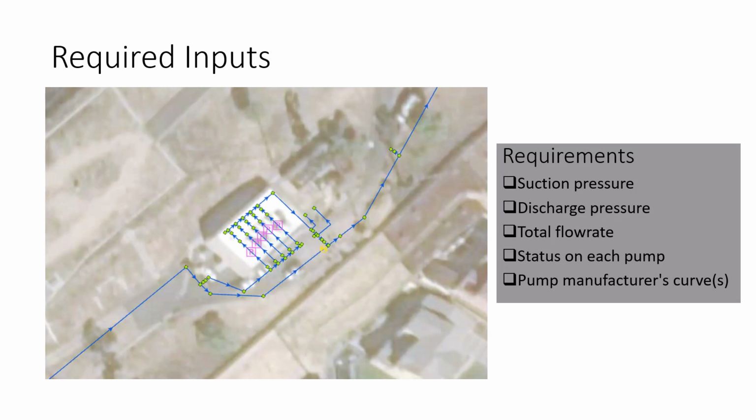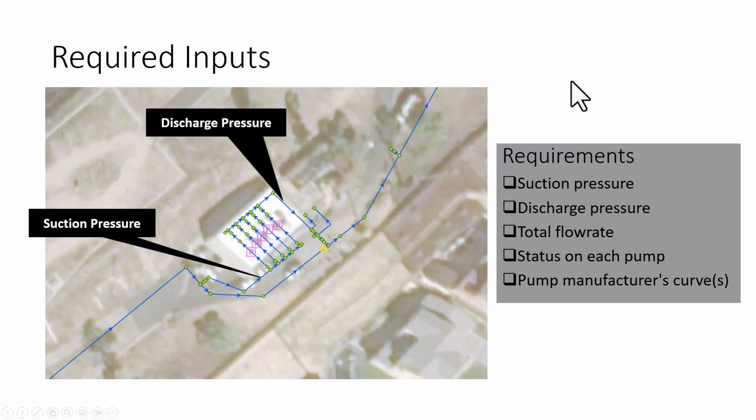Alright, so what are the required inputs for doing this type of analytic here? There you see them all listed there on the right hand side, but first things first, we'll need the upstream and downstream pressures for our pump station, so we can get the head difference, the actual energy added by the pump there. We'll need the flow rate going through that pump or pump stations.